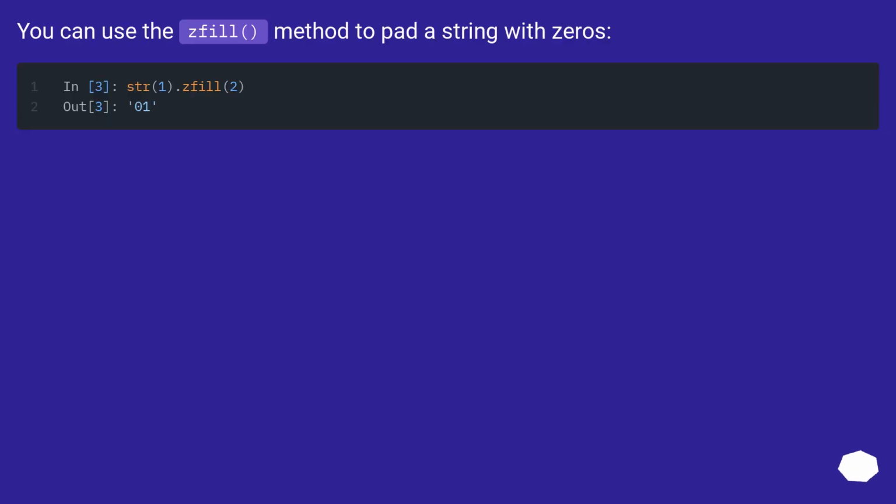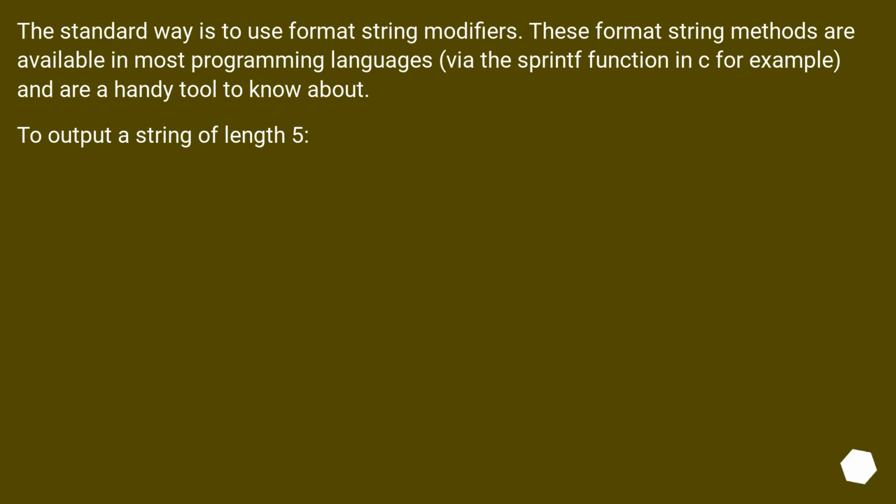You can use this fill method to pad a string with zeros. The standard way is to use format string modifiers. These format string methods are available in most programming languages, via the sprint function in C for example, and are a handy tool to know about. To output a string of length 5.